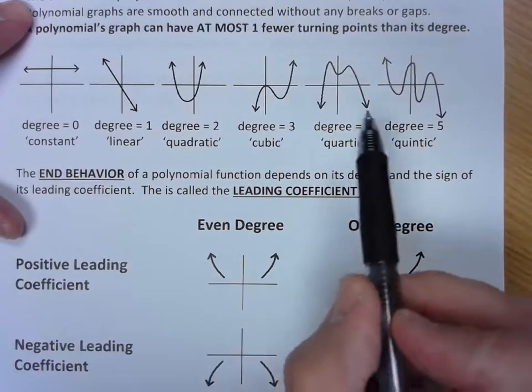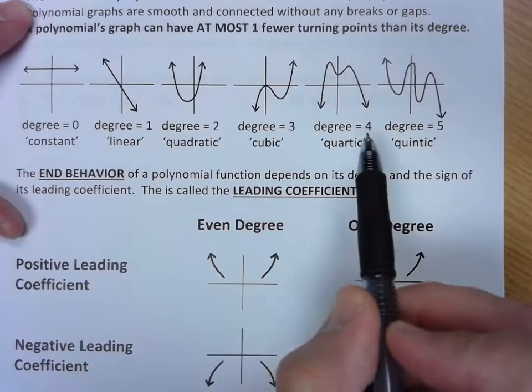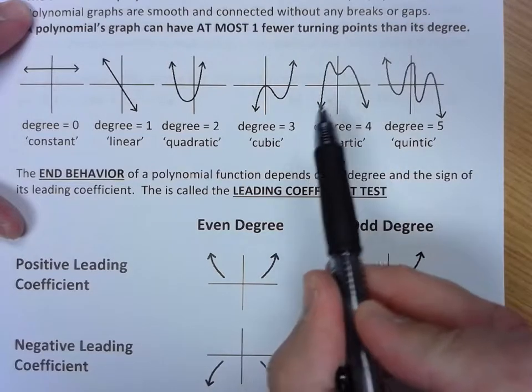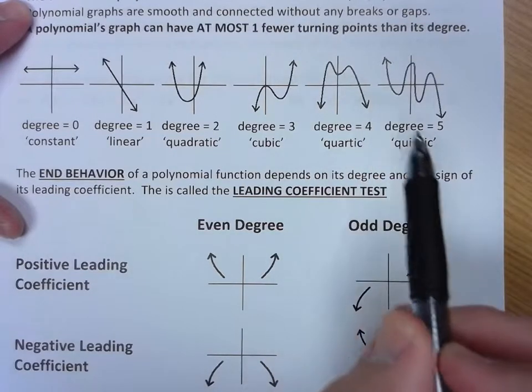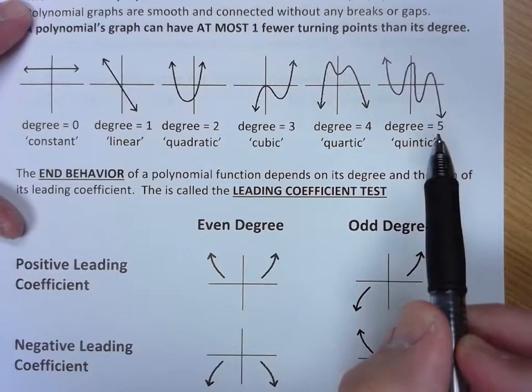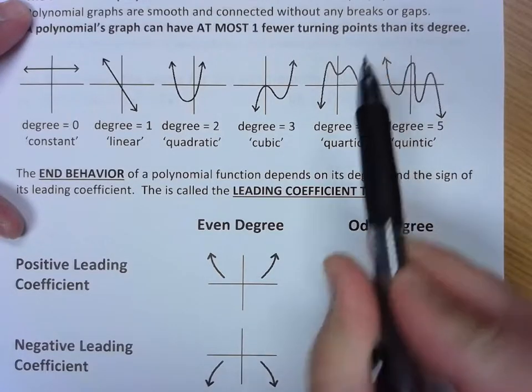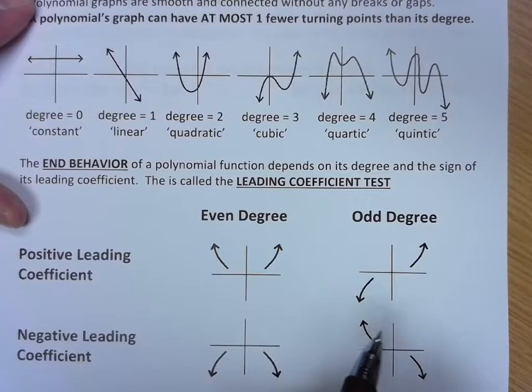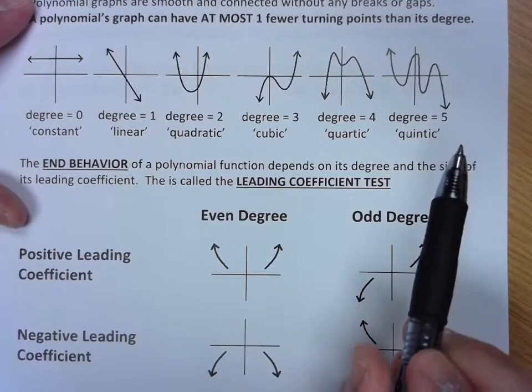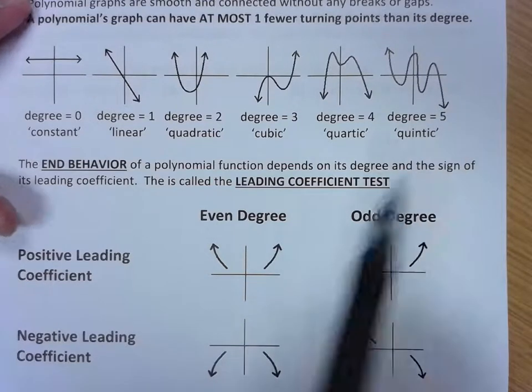So this is an example of even degree, degree 4, that has a negative lead coefficient because the left and right ends go down. Here's a degree 5 that's odd, and the left end goes up like this, the right end goes down like this. So that's an example of one that would have a negative lead coefficient for odd degree as well.